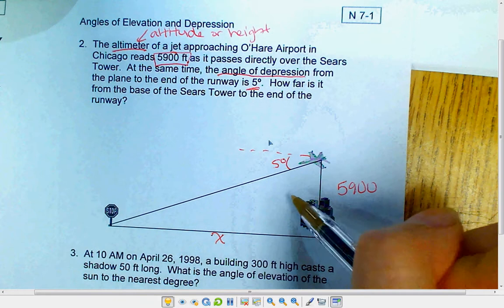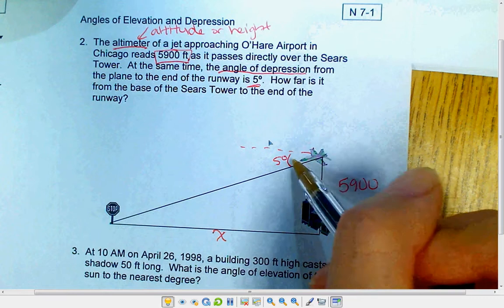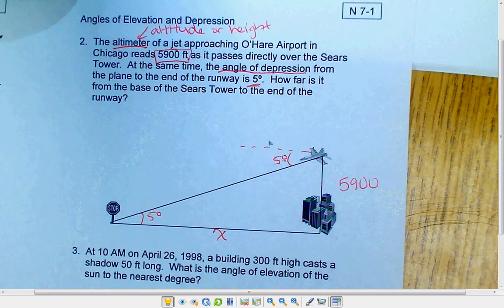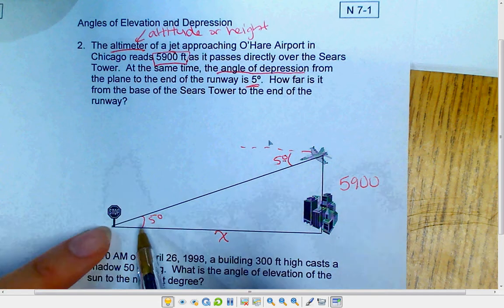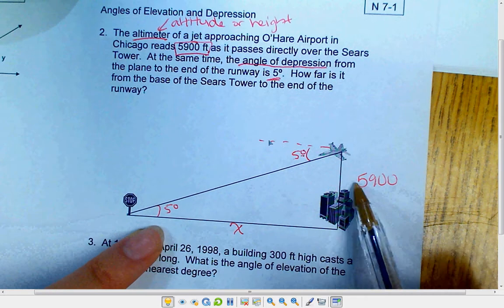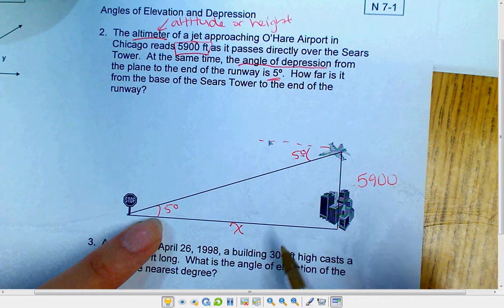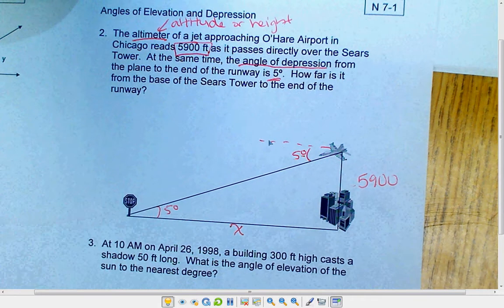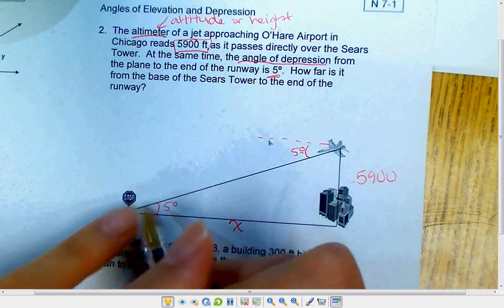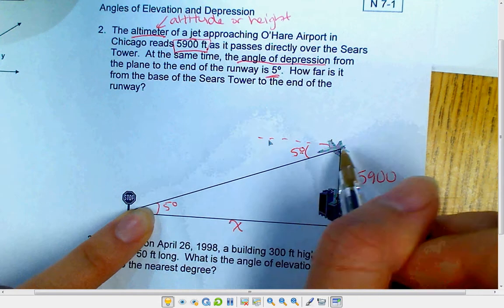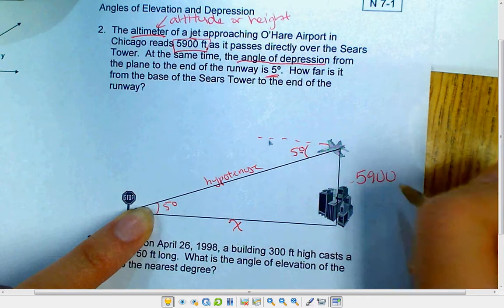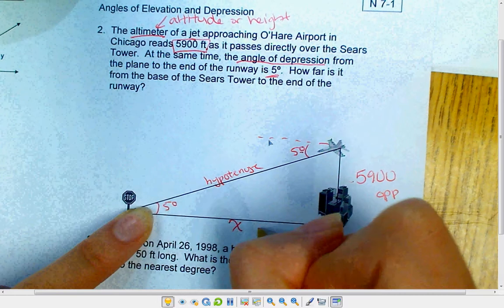This is 5 degrees. Luckily for us, we know that if this is 5 degrees, this angle right here is going to be 5 degrees as well. So knowing that this is 5 degrees, now we can use these two. We're looking for x. Let's first figure out which of the trig functions we're going to use. So if this is my angle, my hypotenuse is this one right here. This is the opposite. This one's adjacent.